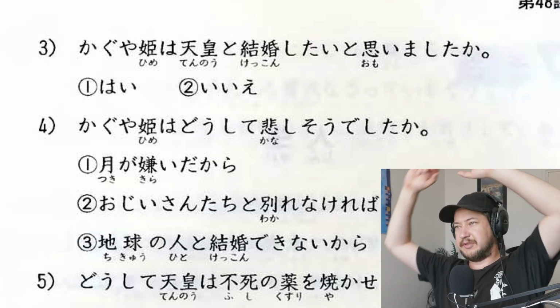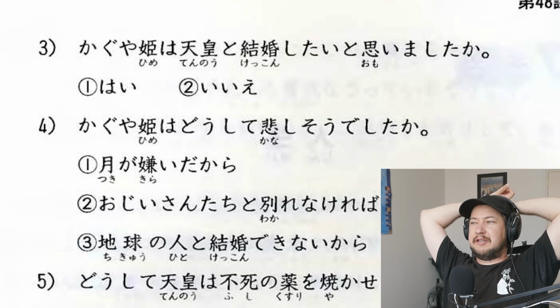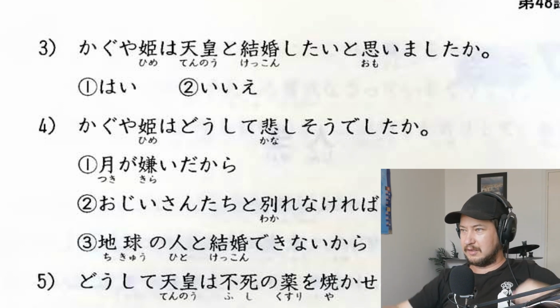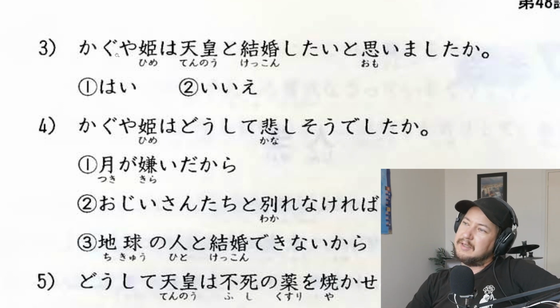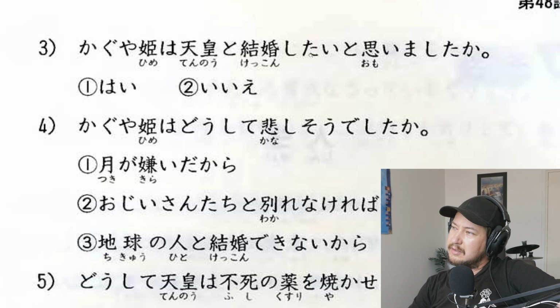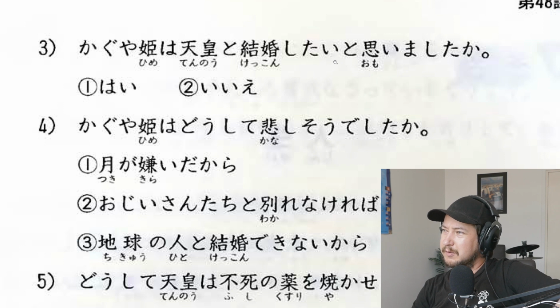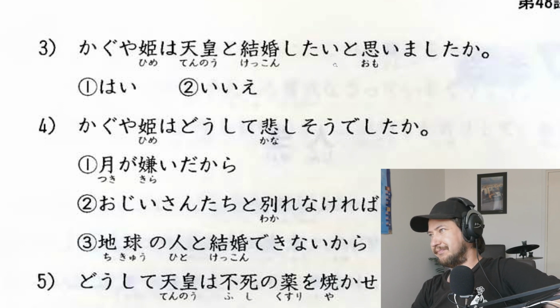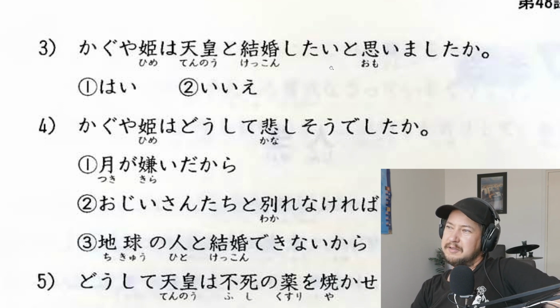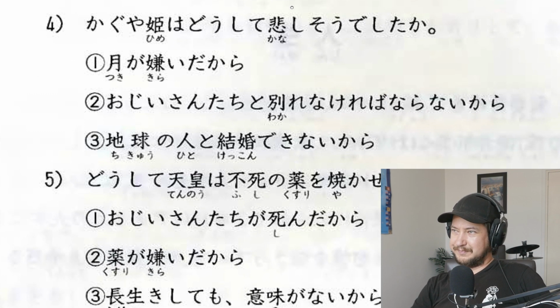Alright, let's do this. Kaguya Hime wa tenno to kekkon shitai to omoimashita ka? Hai, iie. Princess Kaguya, did she think about or want to marry the emperor? Well, no. Yeah.